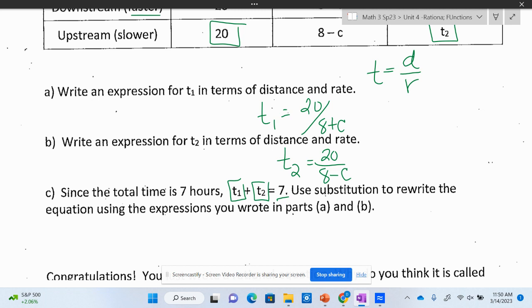Are you guys with me on that? Okay. Zach, yes or no? Because I thought I saw you shake your head no.